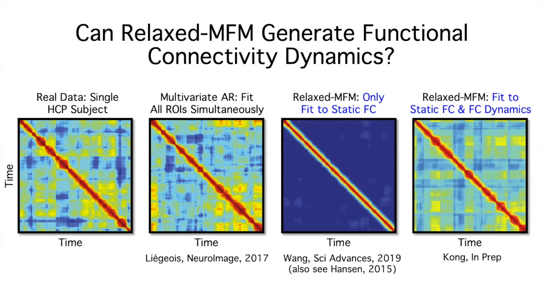So what Xiaolu did was that he developed a new algorithm that allows us to fit to both static functional connectivity and functional connectivity dynamics. And we get much more realistic dynamics patterns shown here. And what is very cool is that the spatial topography of the mean field model still demonstrates a macro scale gradient.